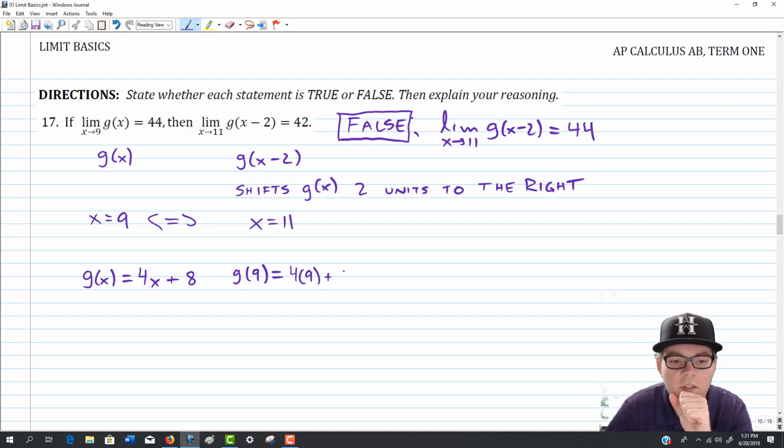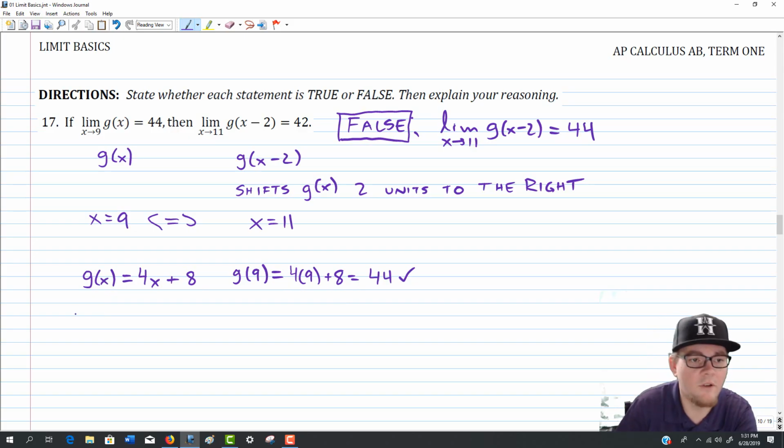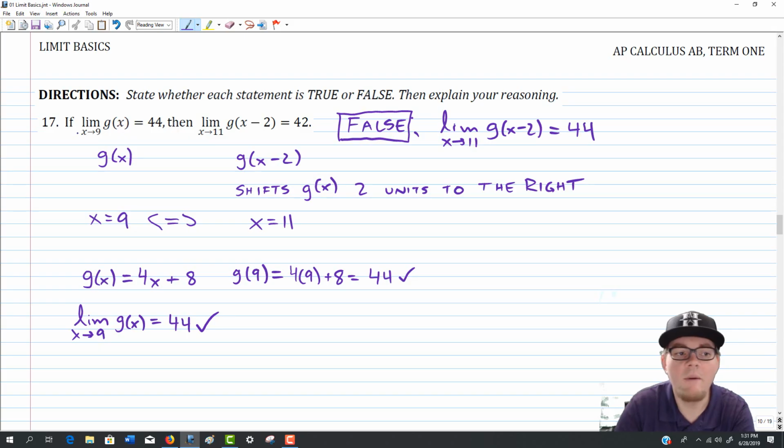So let's make sure I did this correctly. We have 36 plus 8 is 44, so that's good. And lines are nice and continuous. Again, we'll talk about that later, but lines are nice and smooth and continuous. They don't do anything weird. So that's a good sign. So we have a function whose limit is 44. Specifically, the limit as x goes to 9 of g of x is equal to 44. So that's set. Now we know that's true. We've come up with a situation where this is true.